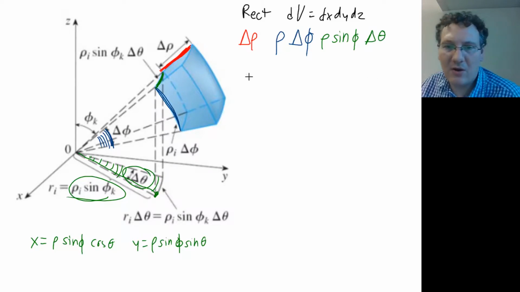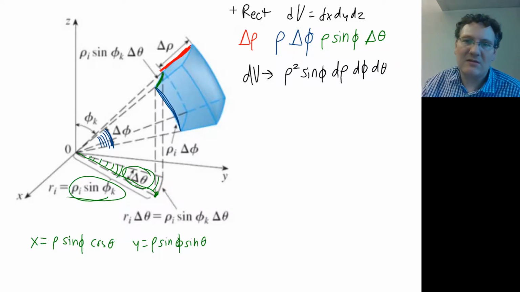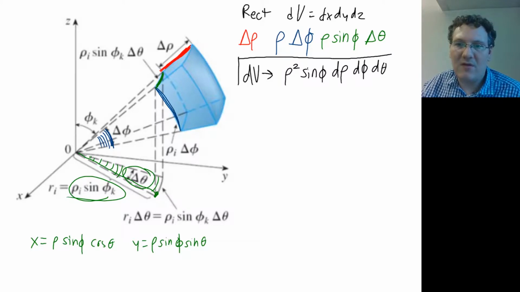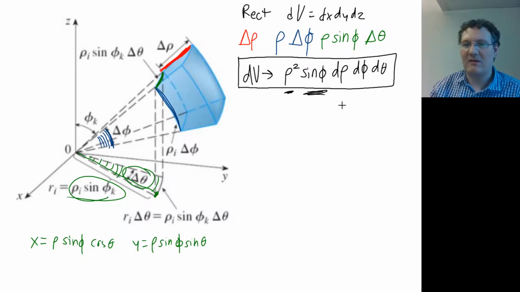So altogether, our dV becomes, when we collect all these terms, rho squared sine phi d rho d phi d theta. This is our differential volume in spherical coordinates. Now, I don't expect you to memorize the derivation of this, but you do need to know that when you convert to spherical coordinates, you get a rho squared and a sine phi, and you can't get away from that. Those are just part of it.